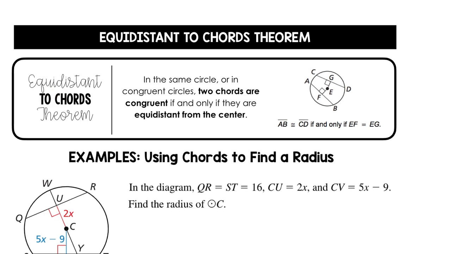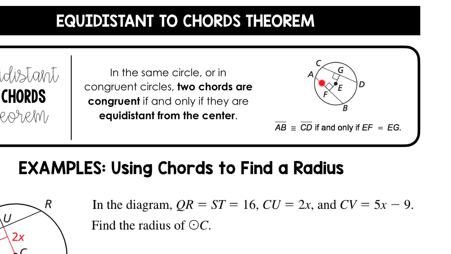And this theorem says that if you have a circle, so within the same circle, or in two different circles that are congruent to each other, two chords are going to be congruent if and only if they are equidistant from the center.